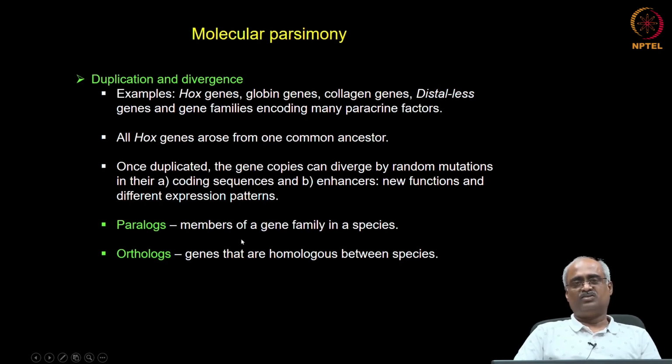But if you take a Hox 4 of a vertebrate, like say human, and look at it in Drosophila, you will sure find it to be more related to Antennapedia than to any other gene family, and that you call as orthologs. So related genes present in different species, you call them orthologs. These terms apply to proteins as well. So members of a gene family in a species you call paralogs, and members of a gene family present in different species, where the homology is across species, you call them orthologs.